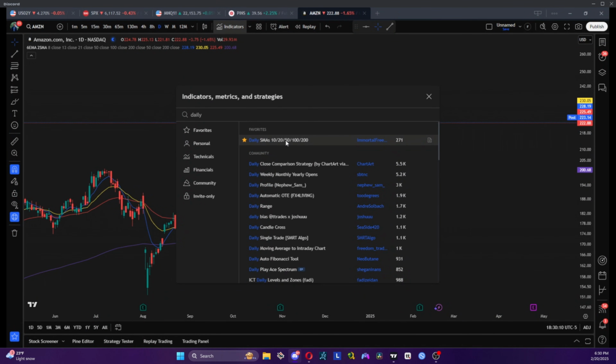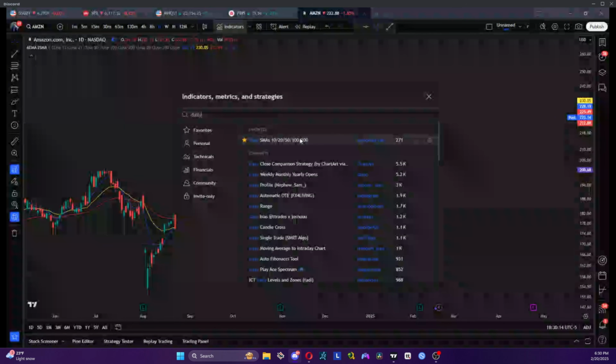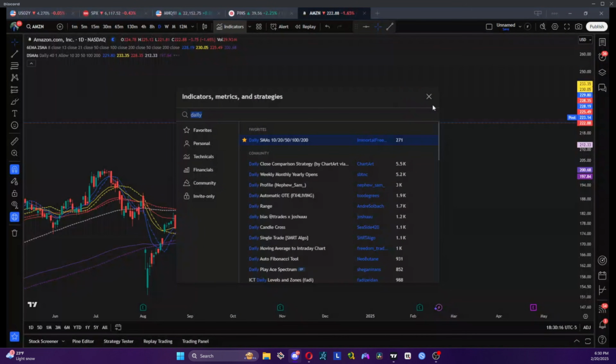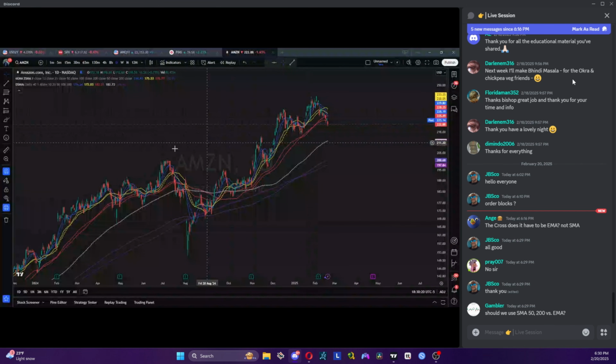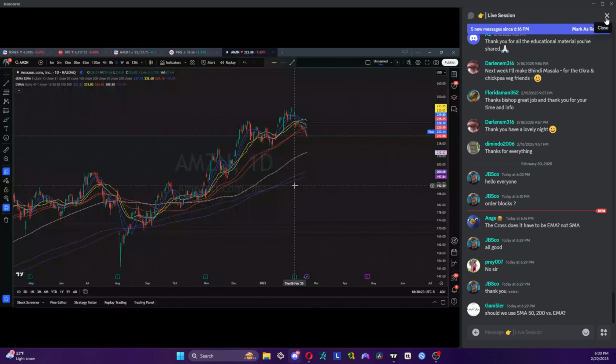This is a lifesaver for everyone. When I show them this, they freak out. So you're going to go ahead and add this to your chart. And you're going to say, hey, JP, those lines look exactly the same, or kind of. No, they don't, and I'll show you why.